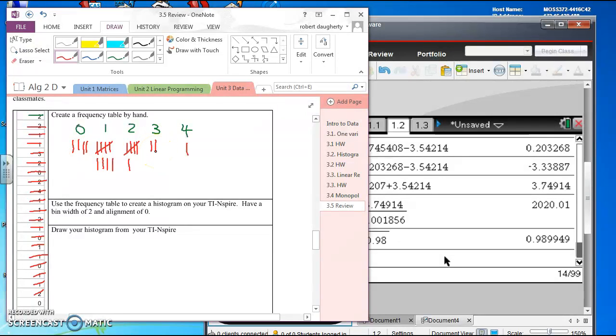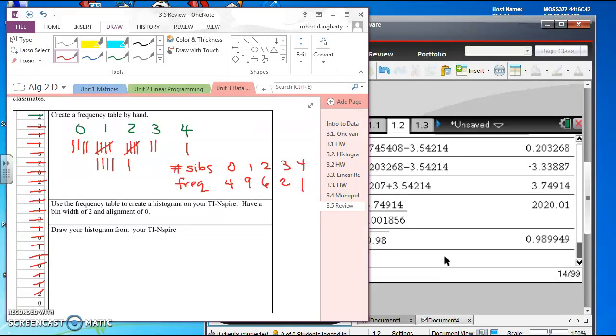Okay. So my frequency table is going to be, if I have the number of siblings and my frequency. So I'm going to have 0, 1, 2, 3, 4, and the frequency is going to be 4, 9, 6, 2, 1. Okay, so I will need to enter that into my calculator and create a histogram.